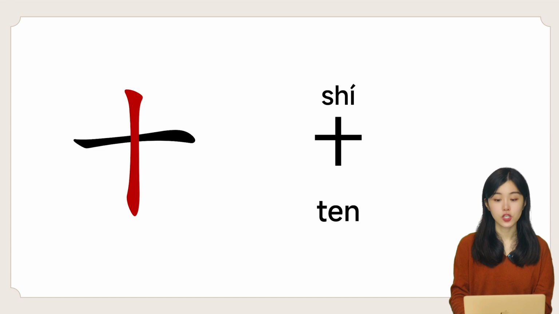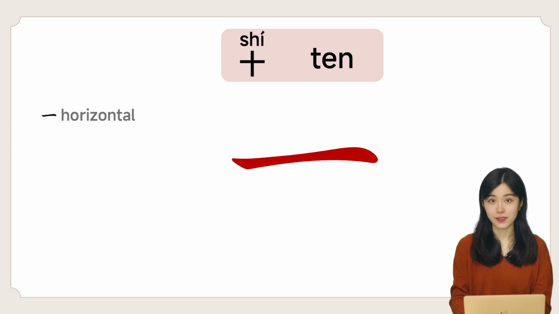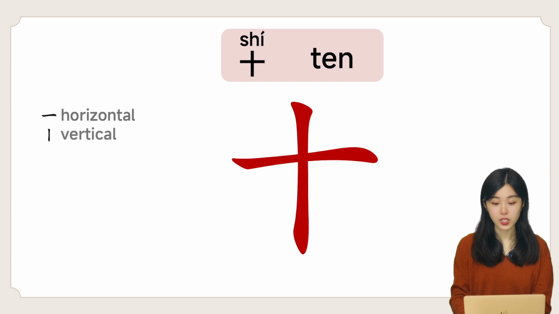This character, 十, means 10. Please read it after me. 十. Great. See how to write it. First, we write the horizontal stroke. We just learned about it. Write it from the left to the right. Then we write the vertical stroke from the top to the bottom. Go through the middle of the horizontal stroke. Is it right? Great.